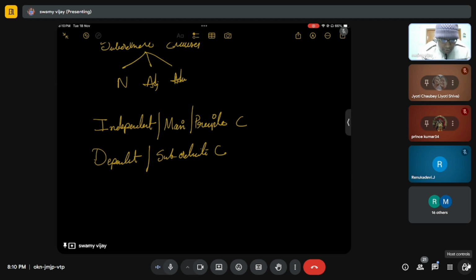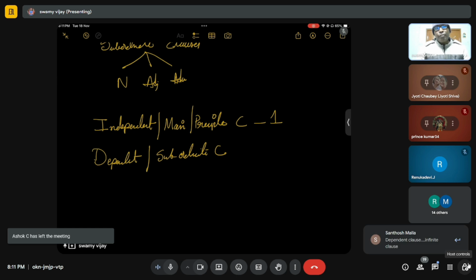Why should we learn this? Because we know that even in a simple sentence there will be one main clause. We cannot form a sentence without a noun and a verb. So in a simple sentence there will be one clause. And how to identify a subordinate clause? If it depends upon the main clause, it is considered a subordinate clause. But why should we learn?